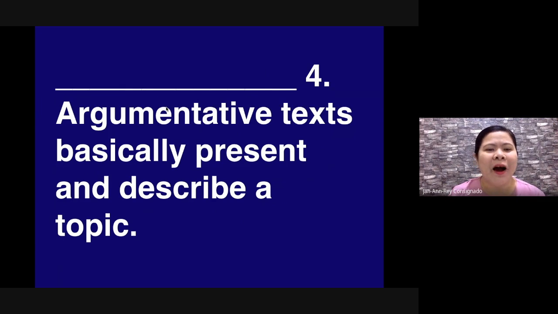Number 4. Argumentative texts basically present and describe a topic.